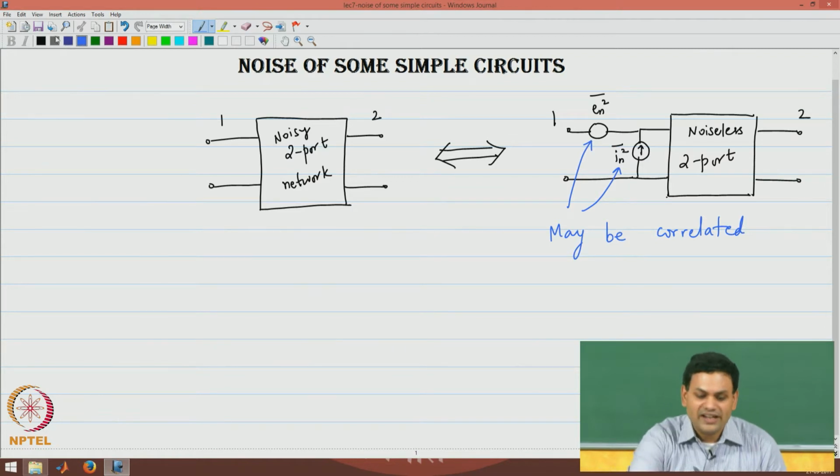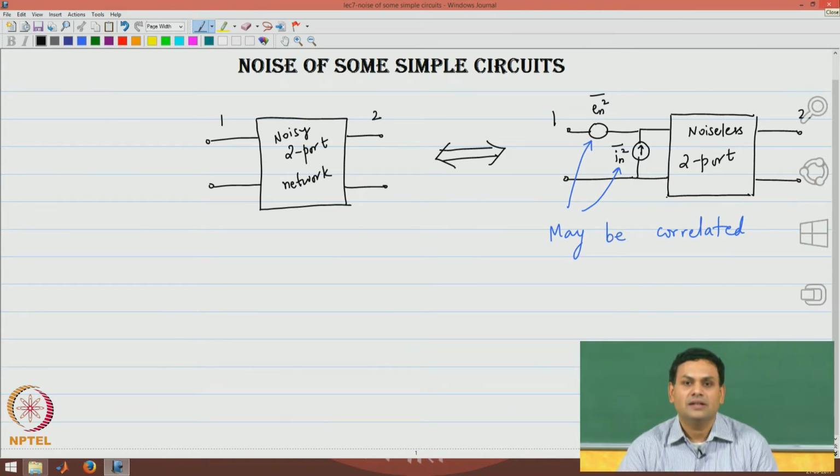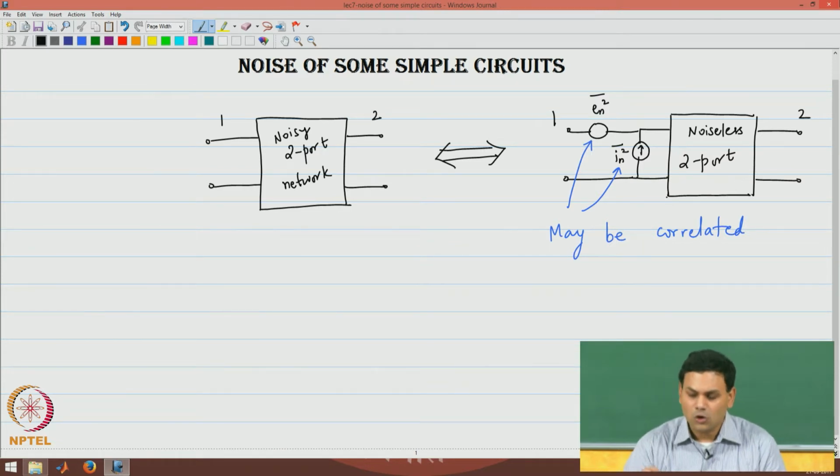The reason you need both En squared and In squared is because in general this two-port may be excited with any type of source. In other words, it could be excited with an ideal voltage source, an ideal current source, or in general a Thevenin equivalent or a Norton equivalent whose resistance might be any particular value. So, to cover the whole range of Thevenin and Norton resistances, you need both En and In to truly represent the input referred noise of the circuit.